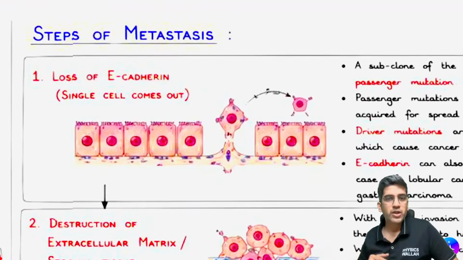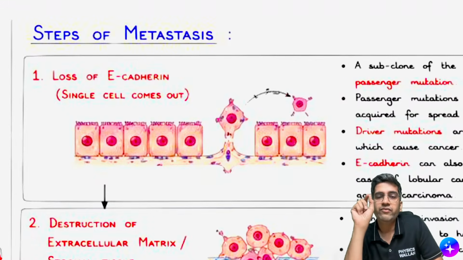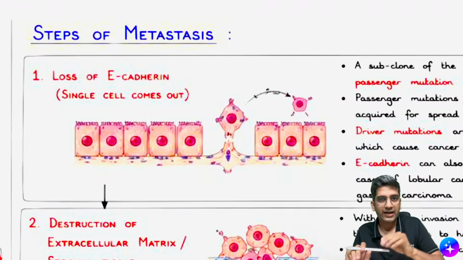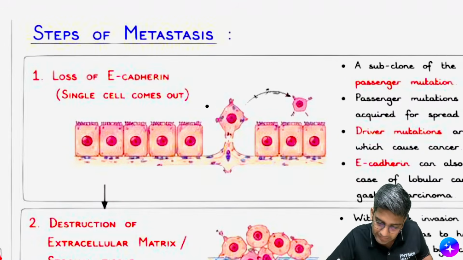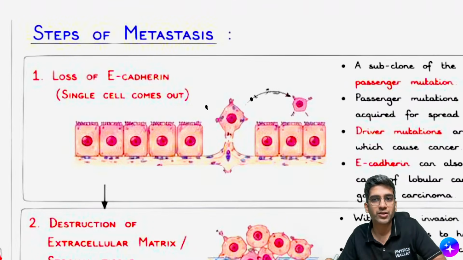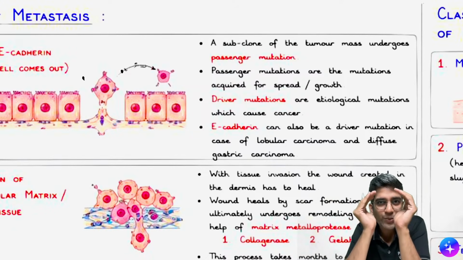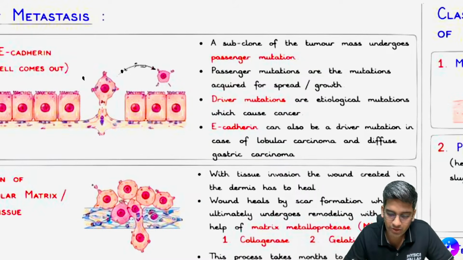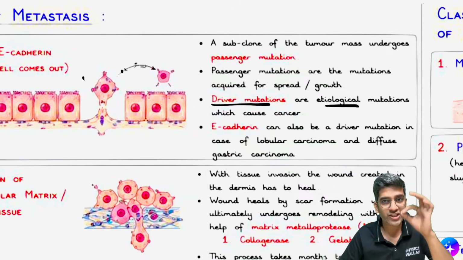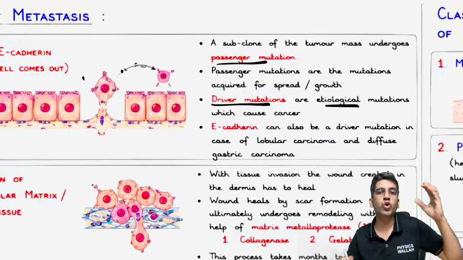The first one, obviously, is invasion. Only when it's invading do we call it a cancer. Then we call it loss of E-cadherin, right? As a group of cells, let's assume these are cancer cells. In that, this cell alone has a new mutation. We call it a passenger mutation. I have 7, 8 cells here. In that, only one cell has an E-cadherin loss. Once the E-cadherin is lost, this will come out individually, right? So driver mutations are the ones which cause the cancer. Passenger mutations are the ones which help the spread or growth of the cancer, right?